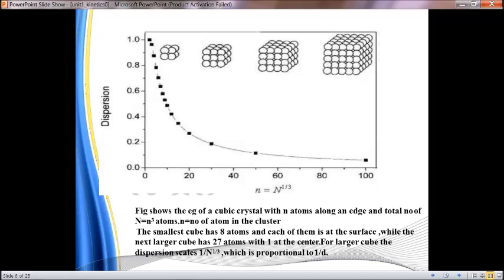For larger cubes, the dispersion scales as 1 by n to the power 1 by 3, which is proportional to 1 by d. And so whenever the number of atoms increases, the dispersion decreases. That's given here. So with the increase in the number of elements, we have a decrease in dispersion. So this is the relationship.